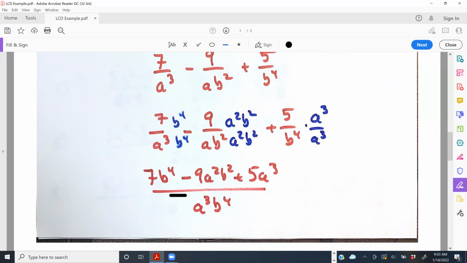Let's try another one that has some binomial factors in it. So it might be a little bit more of a challenge in particular. That gives us a chance to try and factor things first.